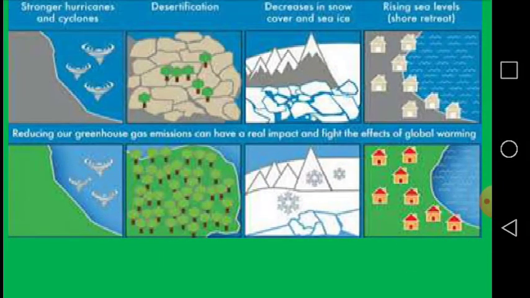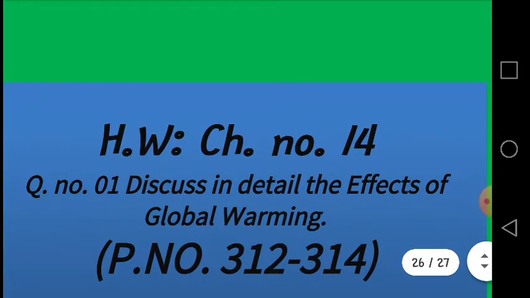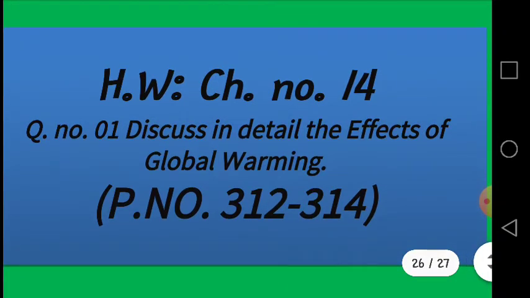So dear students, now we are moving towards the homework. I have selected one question. You have to discuss in detail the effects of global warming, and this is present on pages 312 to 314 in chapter number 14. You can get the answer of this question. You have to write the answer on your notebooks and then send it to your respective groups.